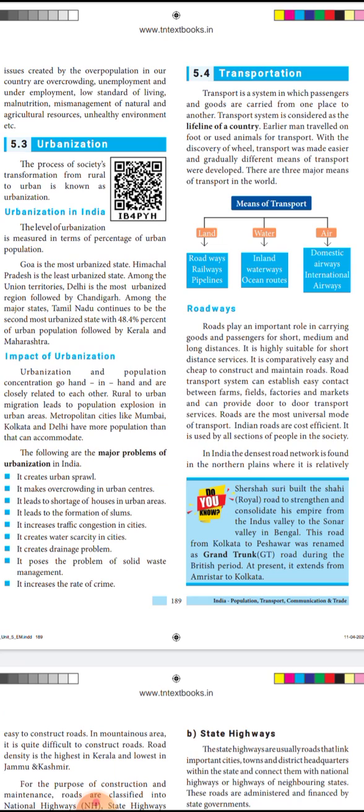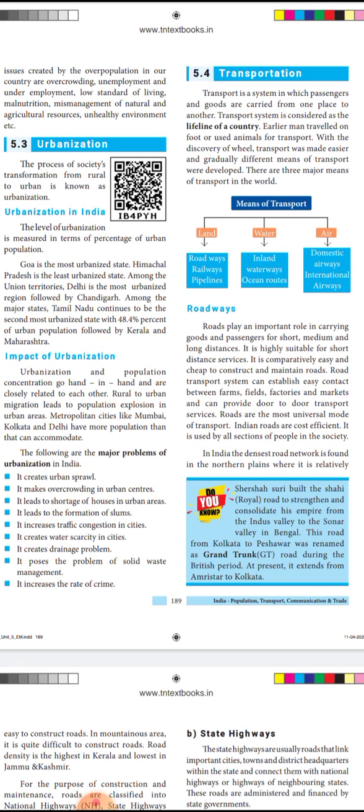That is the different kinds of transport. One is land, water, and the third one is air. The land transport includes roadways, railways, and pipelines, and the water transport includes inland waterways and ocean routes. The air transport includes domestic airways and international airways. So let us begin with the land transport. In that, the first one will be the roadways.